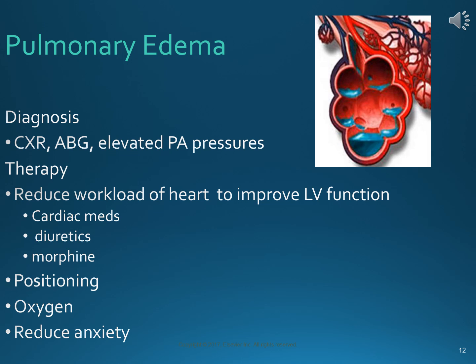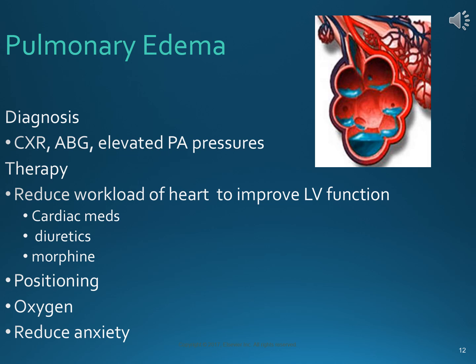A diagnosis is made with a chest x-ray. You saw that in the previous slide. They will sometimes use arterial blood gases, and if you do a cardiac cath, you'll see elevated pulmonary artery pressures. You can also see elevated PA pressures on an echocardiogram. This picture up here shows you the blue is fluid that's built up in the alveoli there.